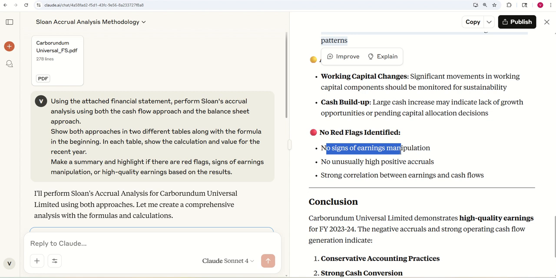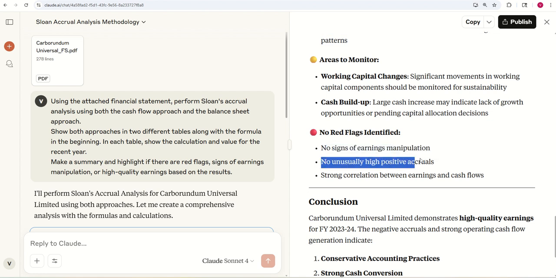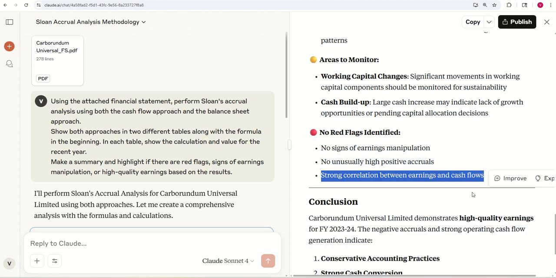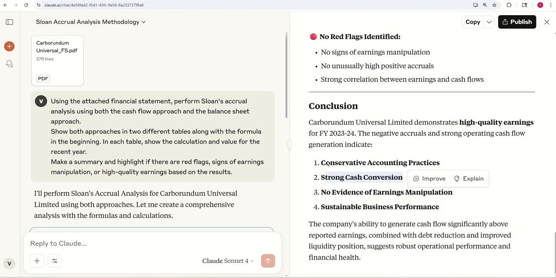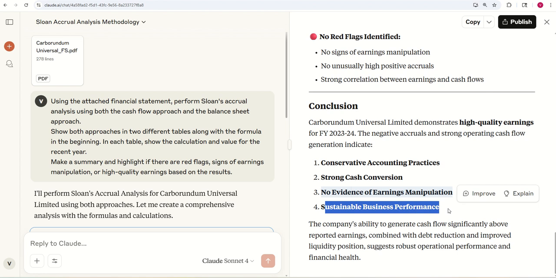Red flags: nothing is there. No signs of earnings manipulation. No unusually high positive accruals. Strong correlation between earnings and cash flow. And the conclusion about the company: strong cash conversion, conservative accounting practice, no evidence of earnings manipulation, and sustainable business performance.